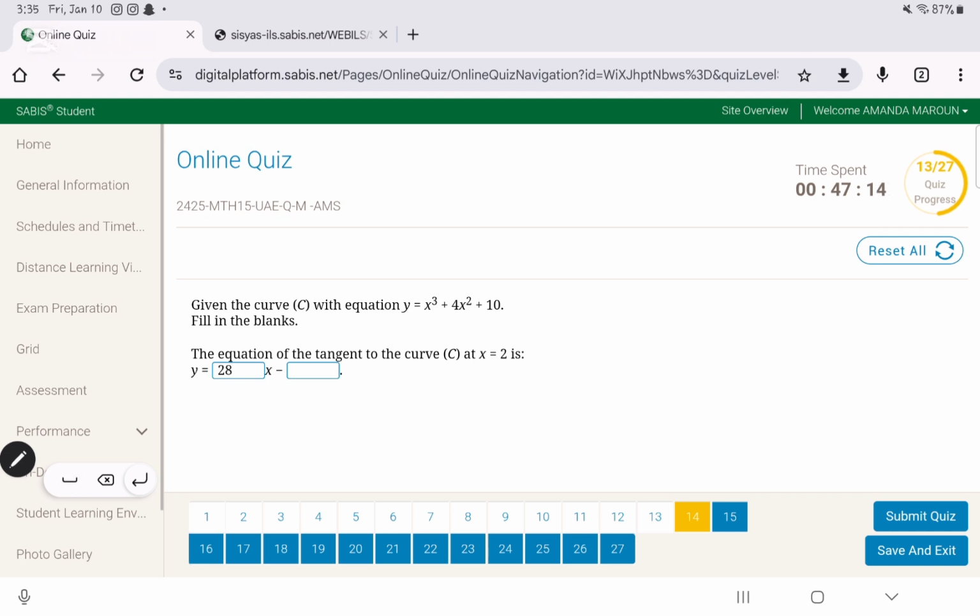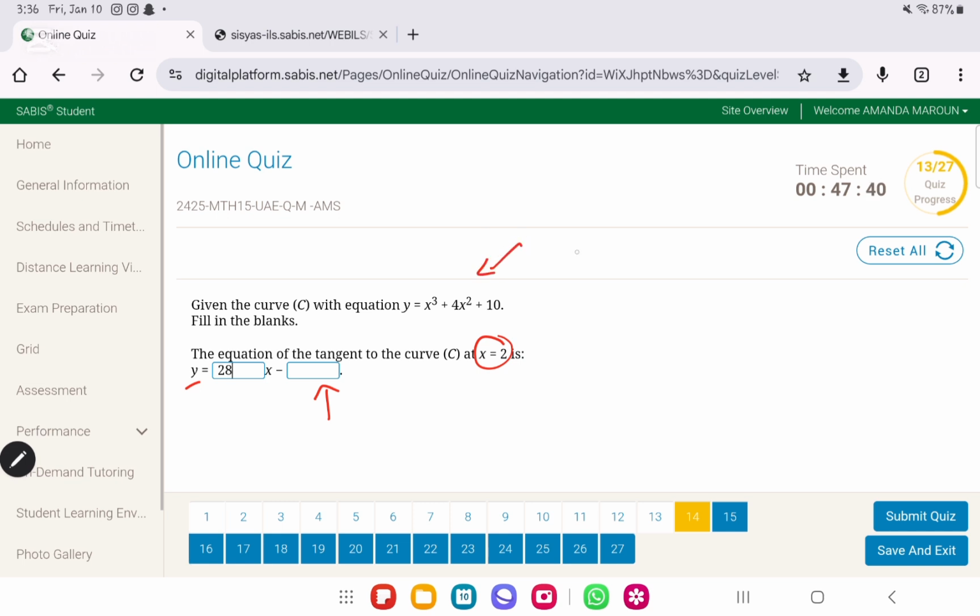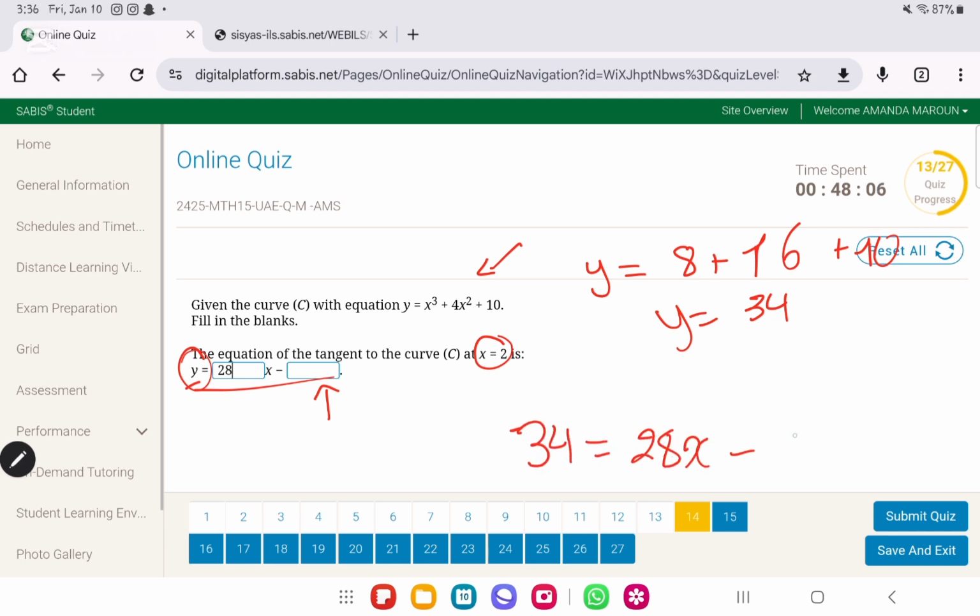Now here is the really, really nice part. We need to find this answer over here. Very simply, we know that x is 2, so we can find the value of y and we can substitute. So if x is 2, we will substitute it over here. We are going to get y is equal to 2 to the power of 3, which is 8, plus 4 times 2 to the power of 2, which is 16, plus 10. So in total, that is 34. So y is equal to 34. So we know y is equal to 28x minus blank, and y is equal to 34. So now 34 is equal to 28x minus z.